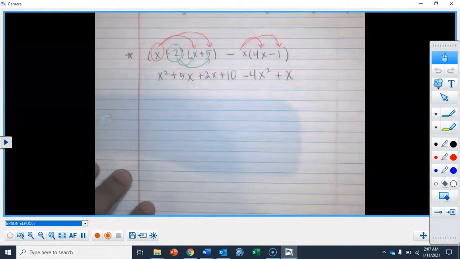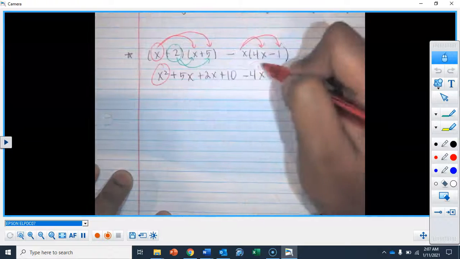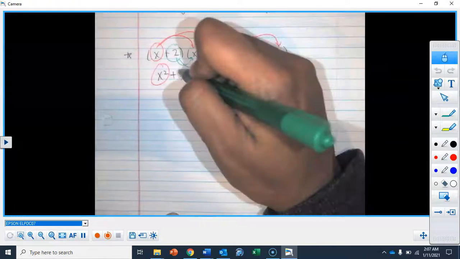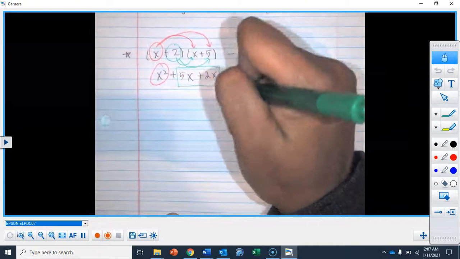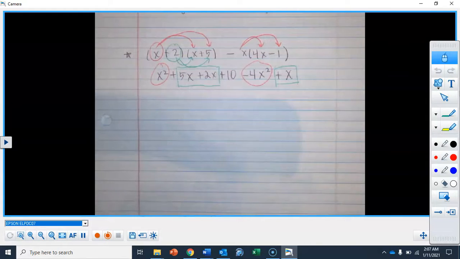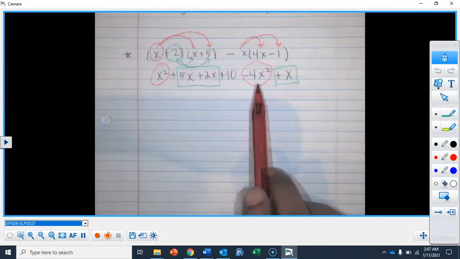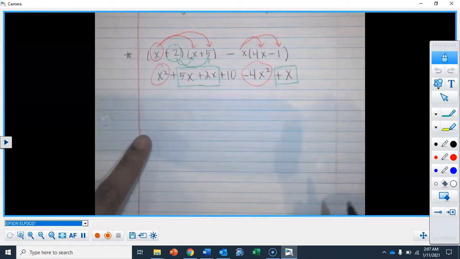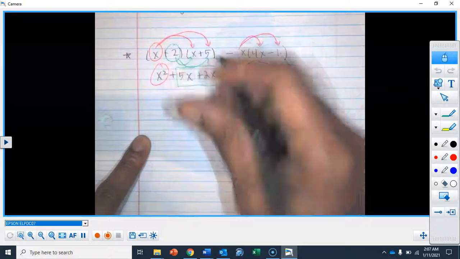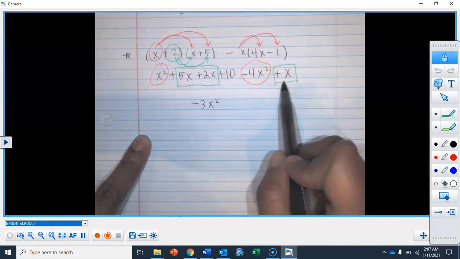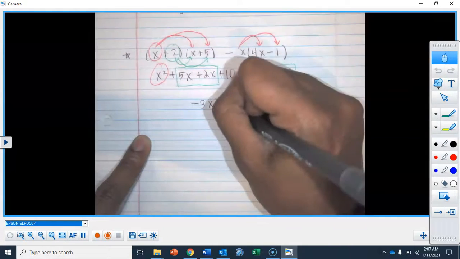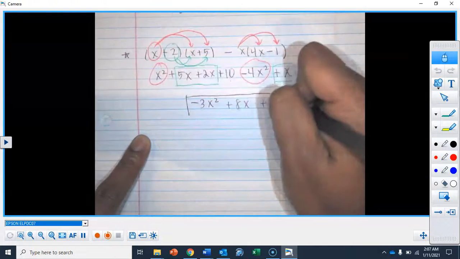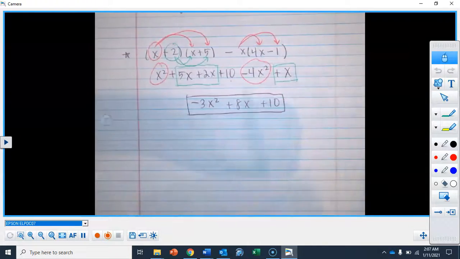All right, now we look again and we say, hey, do we have any like terms? Well, if we look closely, we do. So we have this x squared and that negative 4x. And then we have 3 like terms. We have the 5x and 2x, and then this x over here. So when we combine this, negative 4 plus 1 is negative 3x squared. This is 7x, and then 7x plus 1x is 8x. And this is the only constant, plus 10. That's the answer.